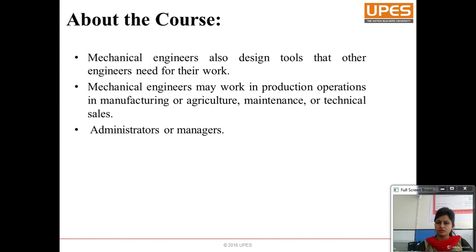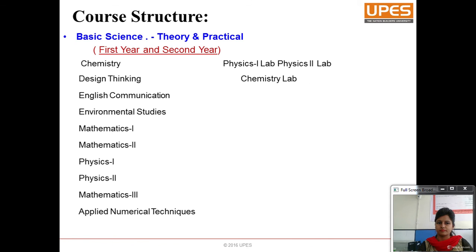Mechanical engineers also design tools that other engineers need for their work. Mechanical engineers may work in production, operation, manufacturing, agricultural sectors, that means equipment used for agricultural purposes, maintenance, or even technical sales. They are good administrators as well as good managers.